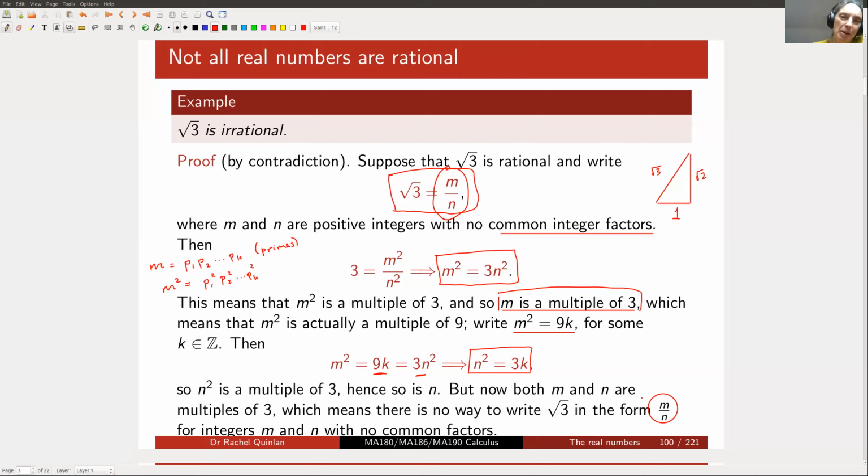So this is a proof that I think is worth coming back to and spending some time on. It's a proof that turns up all over the place in number theory, as well as in this topic of looking at real and rational numbers.